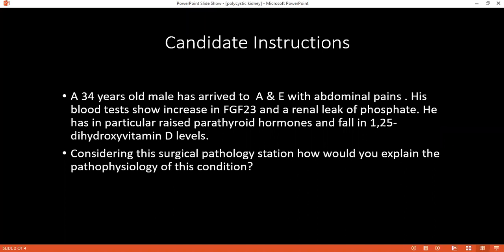Network is really bad. Okay, can you please tell me what would be the gross finding or the gross pathology you can tell in this condition? Can you please tell me what would be the gross pathology that you'll notice?